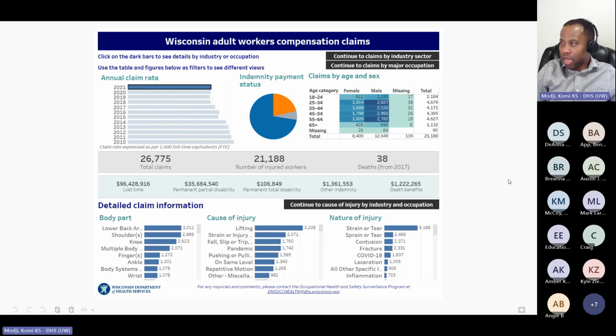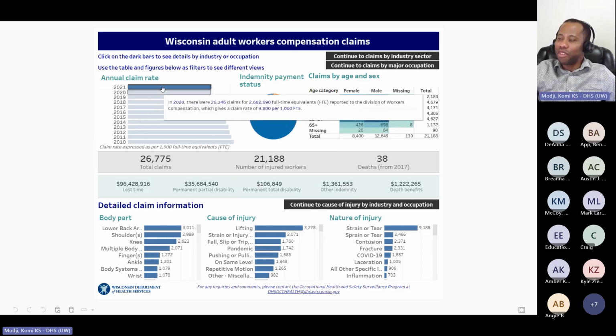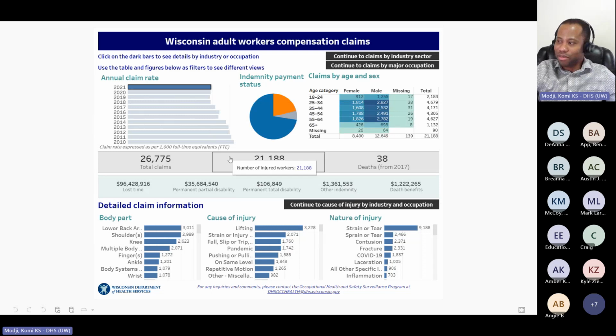It is a 4-page dashboard. We have this landing page, the claims by industry sector page, the occupation page, and then the cause of injury by industry and occupation page. So we have 4 pages to navigate. Right away, you can see we have some graphs, some text, and some big numbers, but most of the visualizations on this page, whether it's a bar graph, a pie chart, or a table, are also filters by themselves.